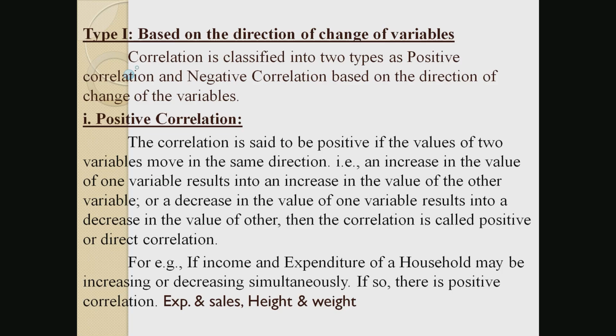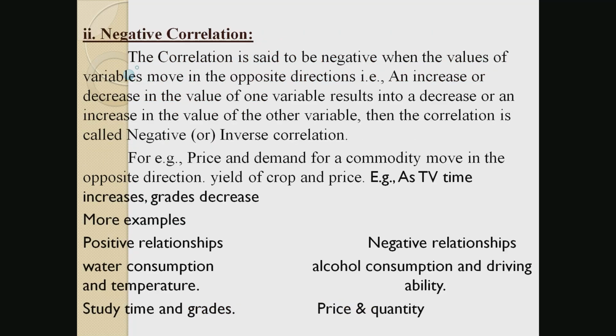For example, if a student's study time is increased, proportionally the marks obtained by the student will also increase. Another example, if we get good rainfall, we get a good yield of crop. So in both examples we can see both the variables move in the same direction. If variables move in the same direction, we call it a positive correlation.